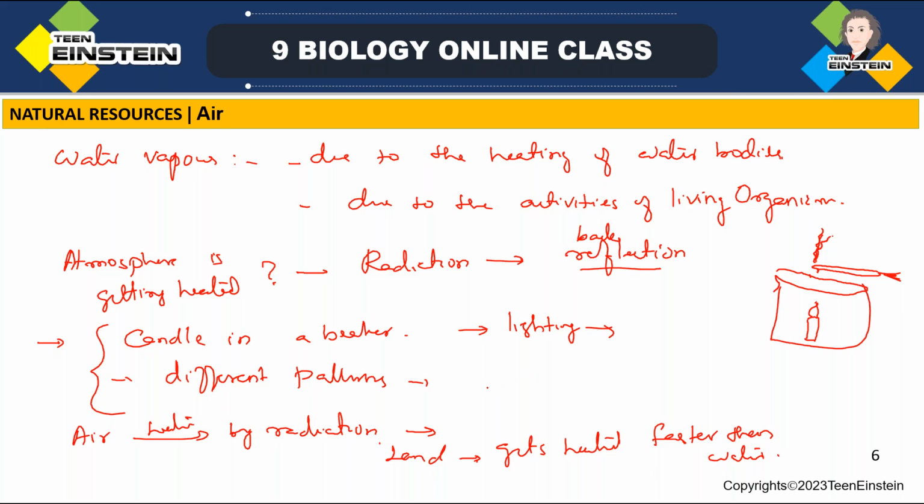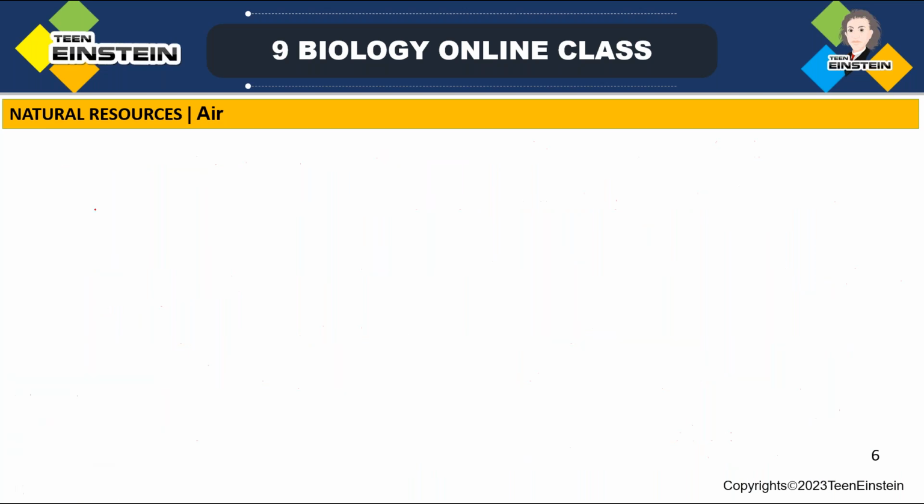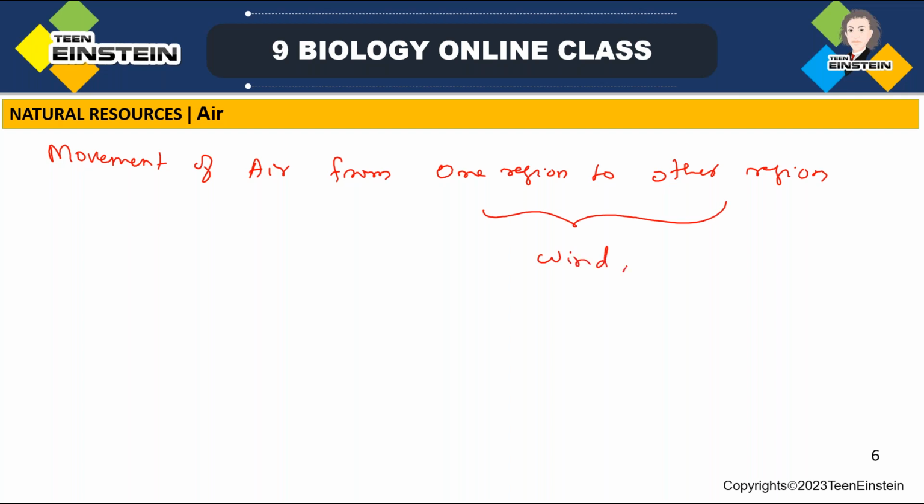Okay, so what is happening? There is movement of air from one region to the other region. Movement of air from one region to other region, that is called wind, right?